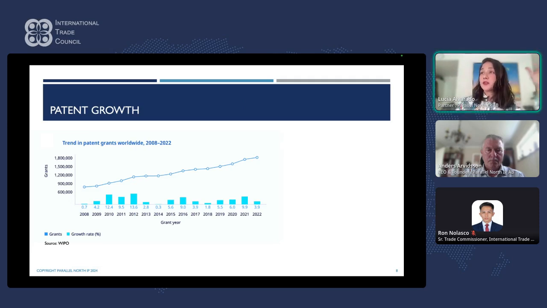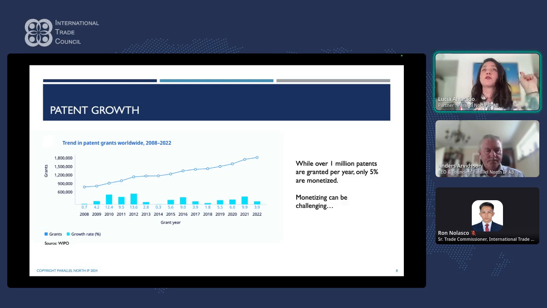Patents are growing continuously. According to WIPO, in 2022, there were close to 1.8 million patents granted. So year by year, we have 1 million average patents more into the pool of available patents. The growth that you can see in the bottom in the bars is also very high. Look, the change in 2021 was almost 10% growth. In 2022, almost 4%. That is a lot of patents being brought into the market, which is a possibility for them to be monetized.